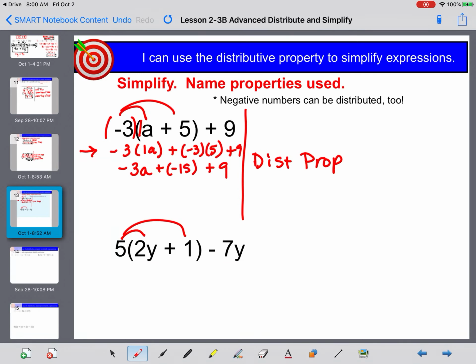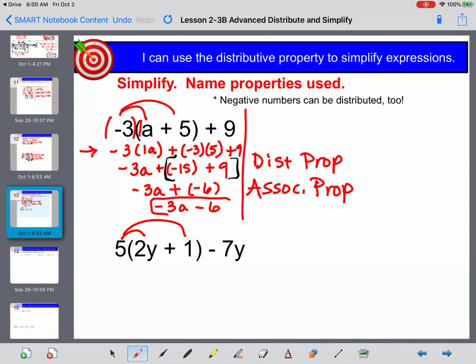My next step is to combine my like terms. My like terms here are my constants. So negative 3a, and then I combine negative 15 plus 9, and I get plus negative 6, and that was the associative property. Or you could have just written negative 3a minus 6, which is my favorite way of writing it because it's the simplest. It's the most simplified version.